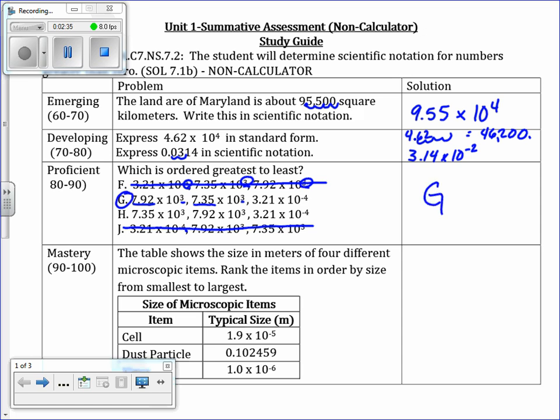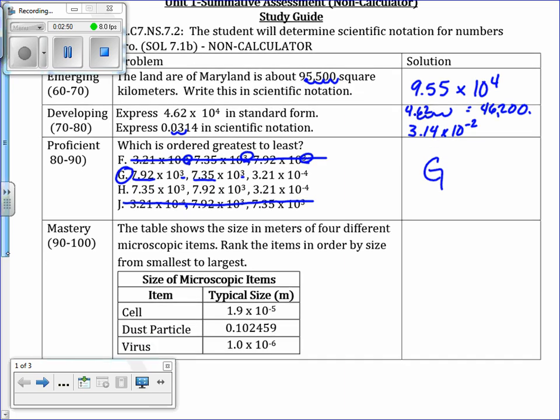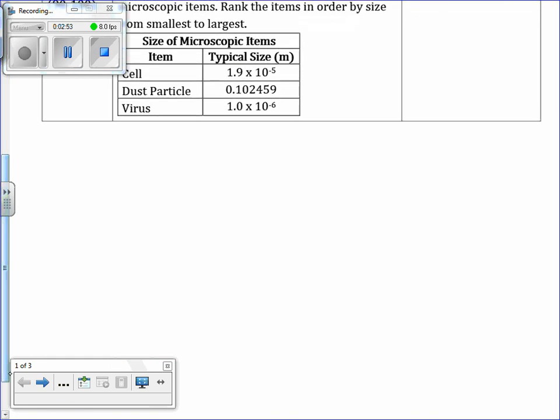For mastery, the table shows the size in meters of 4 different microscopic items. Rank those in order by size from smallest to greatest. Once again, what I want you to do is do this problem on your own, and we'll talk about this one in class. Next page.